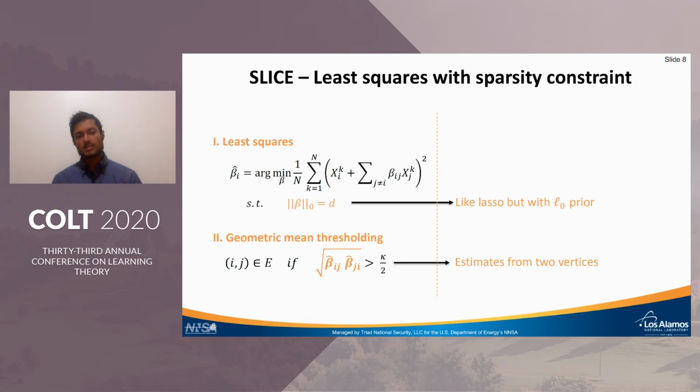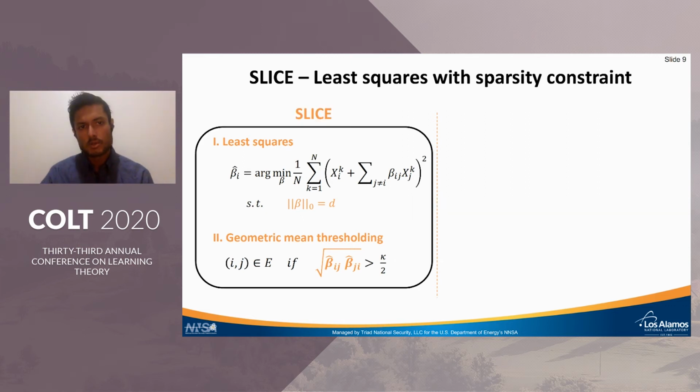So what is required is to take these regression estimates from 2 different vertices i and j, and then to decide whether the edge ij is present, you have to take a consensus between these 2 regression estimates, not just in any way, but in a geometric mean way, and that's important, and then decide based on the value of this quantity whether the edge is present or not.